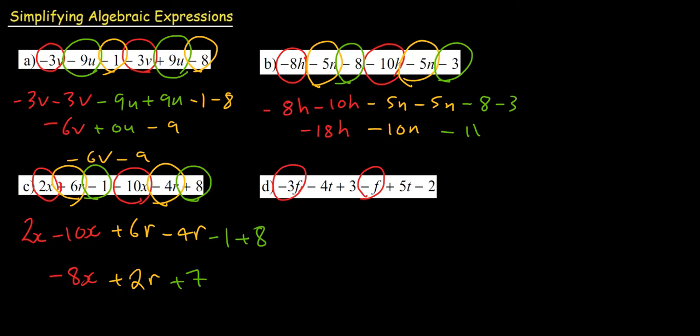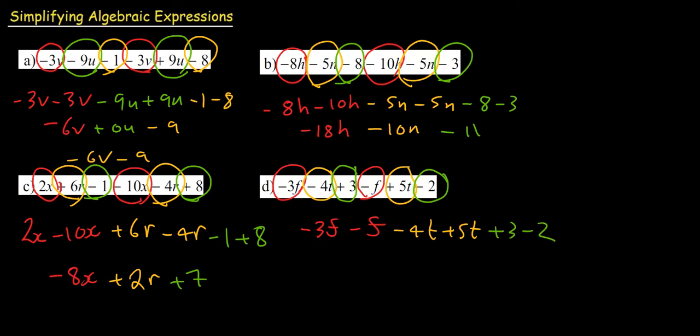And then finally, the last one, negative 3f, negative f. We've got negative 4t, positive 5t. Then we have positive 3, negative 2. So we've got negative 4f. We have positive t, and we can write the 1. It's not wrong to write the 1, but it's more elegant to leave it out.